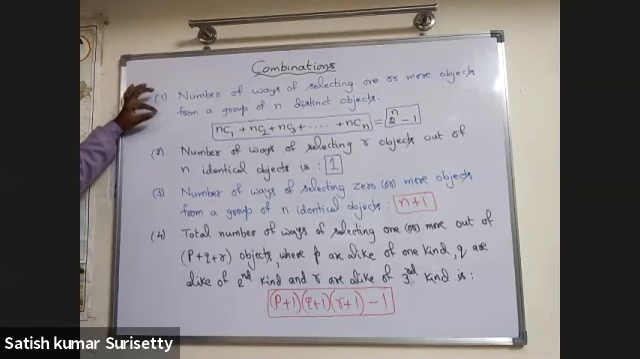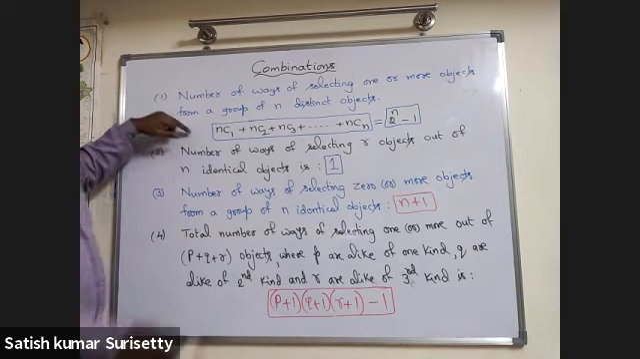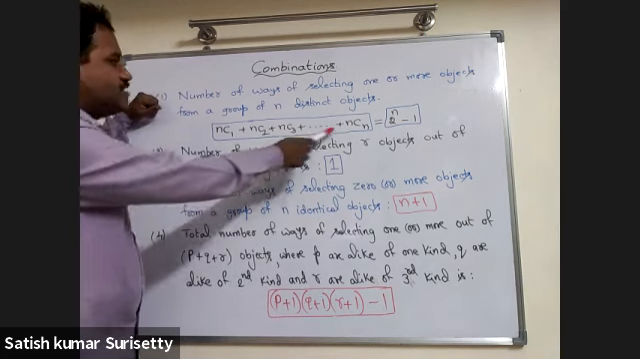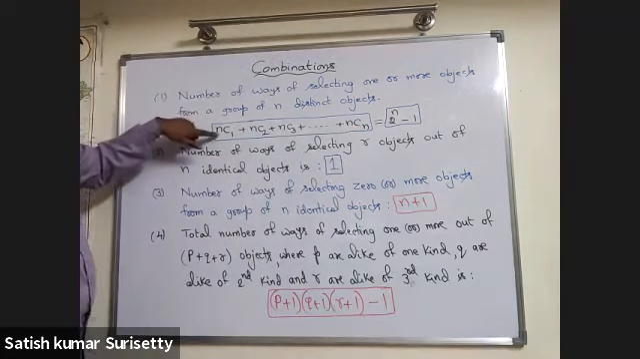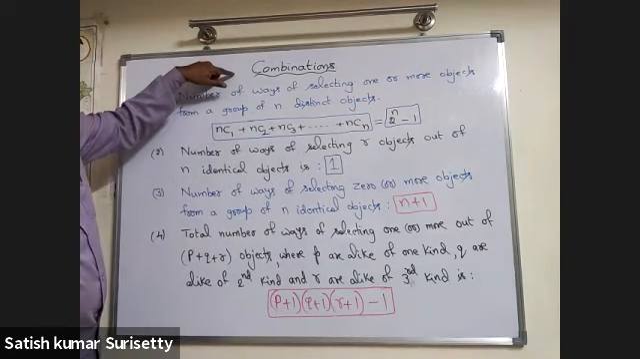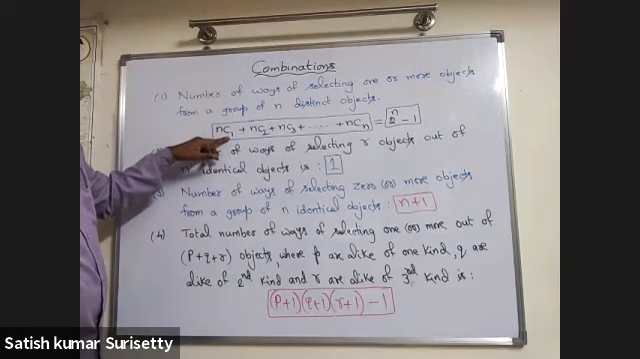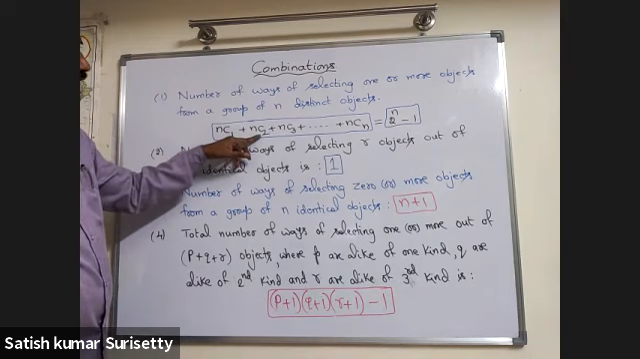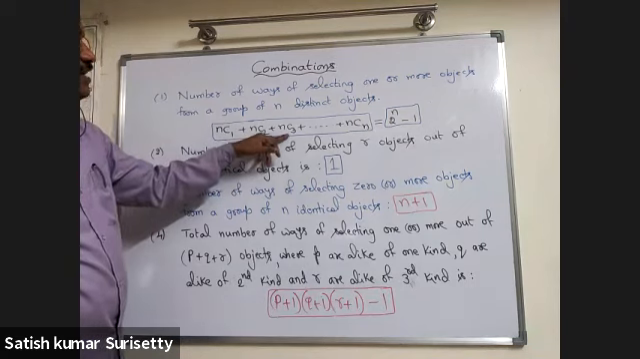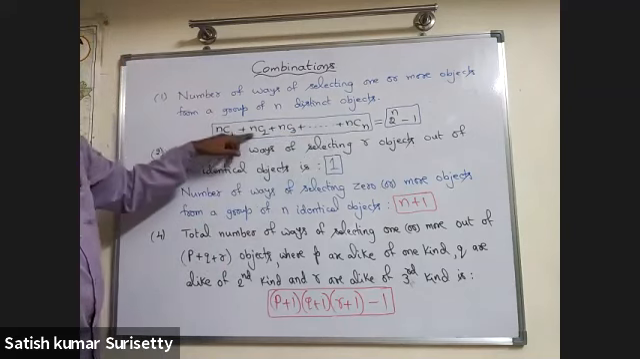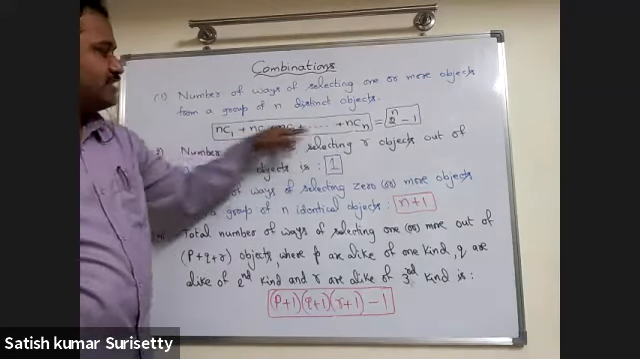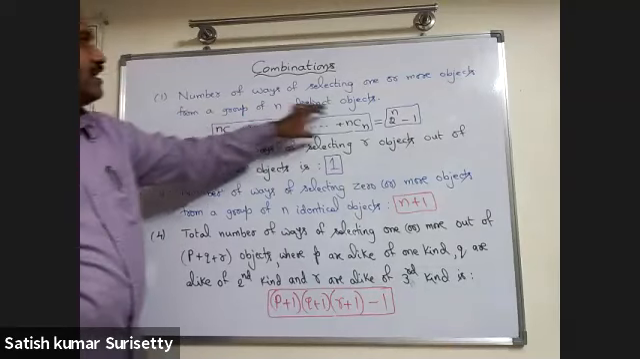Number of ways of selecting one or more objects from a group of n distinct objects is nC1 plus nC2 plus nC3 and so on up to nCn. Because we are selecting one or more, it can be one object, meaning the number of ways of selecting one object is nC1, or two objects, nC2, or three objects, nC3, up to nCn. This is one way of explaining the answer.